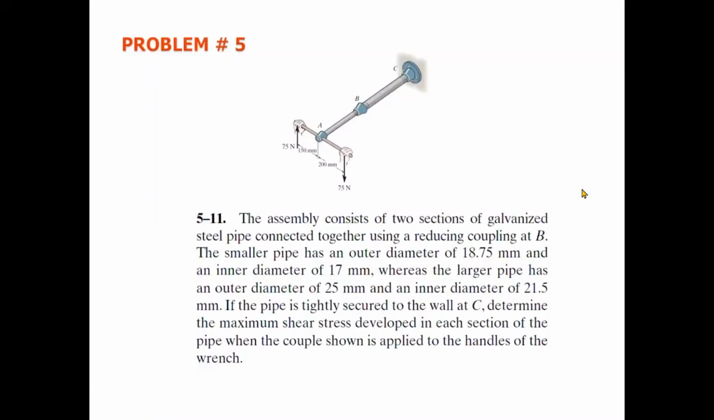Problem number 5. The assembly consists of two galvanized steel pipes connected together using a reducing coupling at B. This is a reducing coupling at B. Two galvanized pipes connected with the coupling, this is coupling B. Steel pipes connected together using a reducing coupling. These are two steel pipes, 1 and 2.